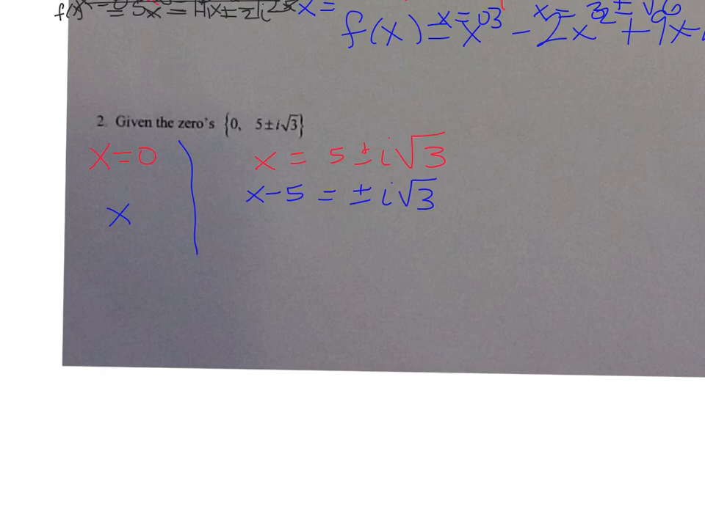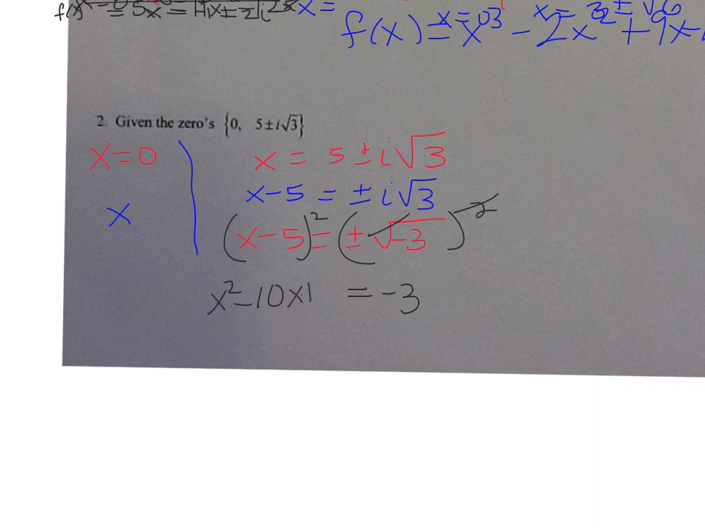The i would come from having a negative under the radical. So x minus 5 equals plus minus the square root of negative 3. Now I'm going to square both sides to get rid of the square root. So they cancel each other out, and I'm left with just negative 3, sorry. And then I have to double distribute here. (x minus 5) times (x minus 5) is x squared minus 10x plus 25. And then add 3 to both sides, and I get x squared minus 10x plus 28 equals 0.